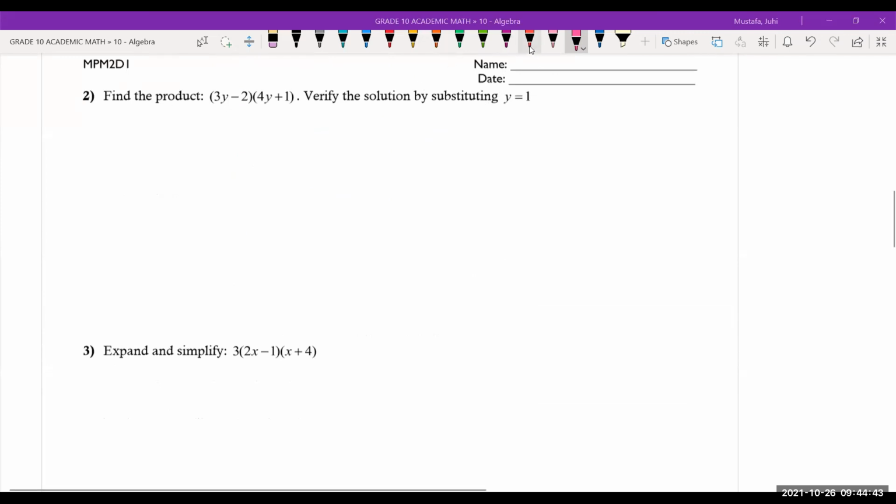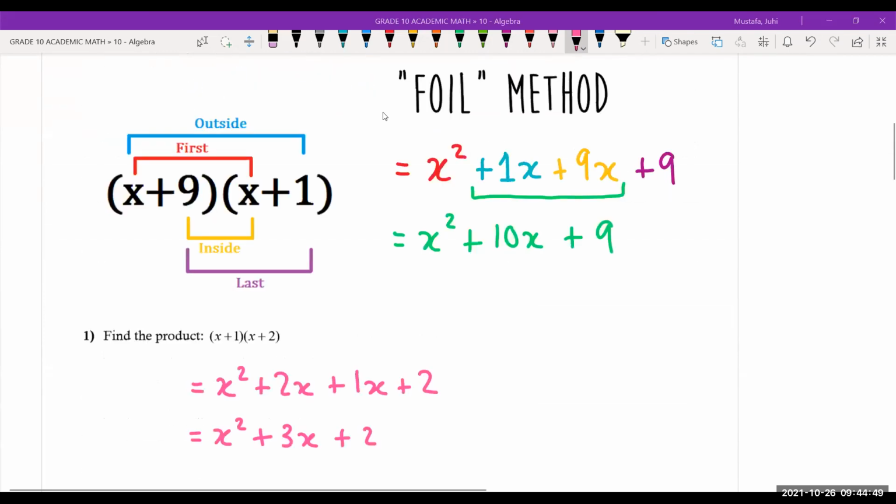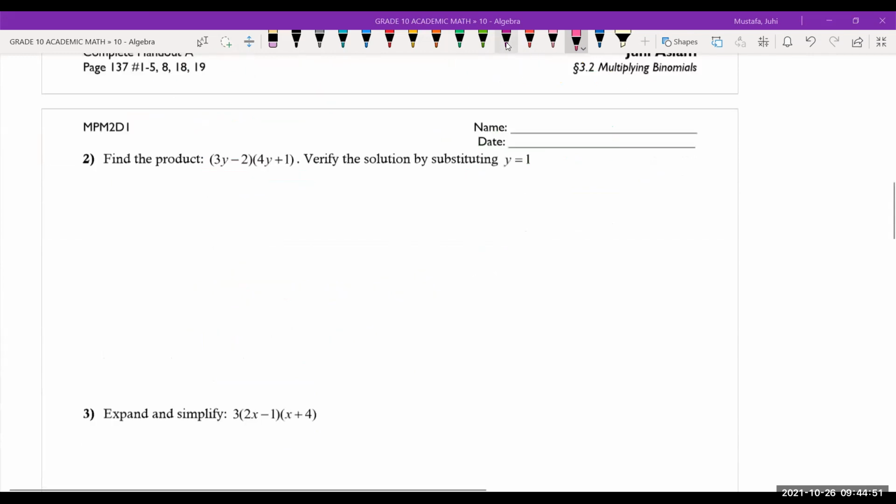First, can I get a new volunteer to help me FOIL this question? Anyone want to try it? Najib, go ahead.